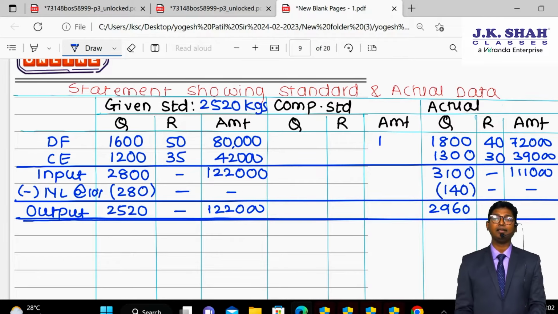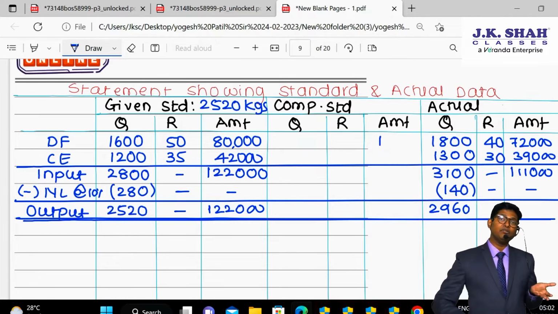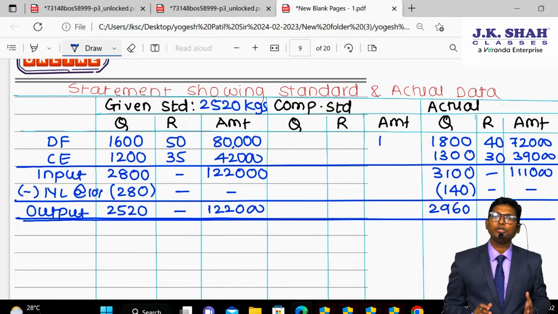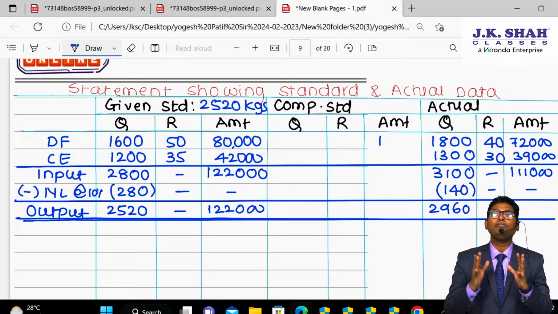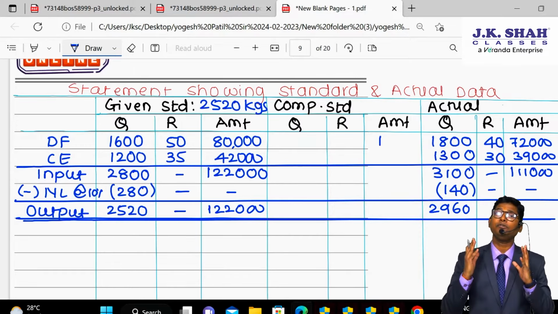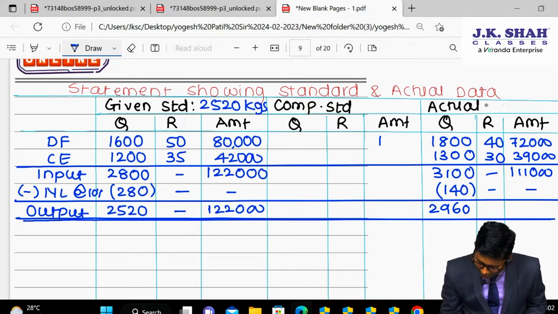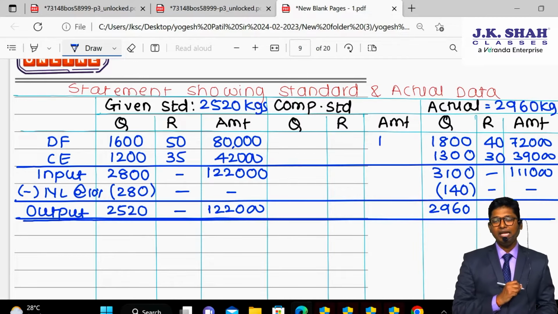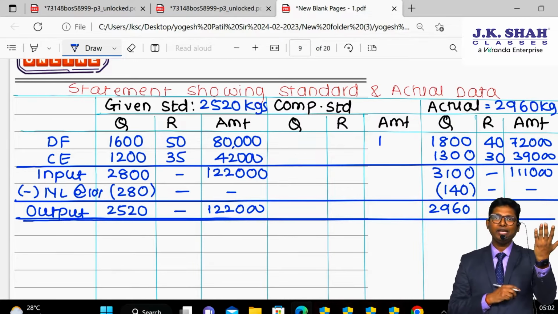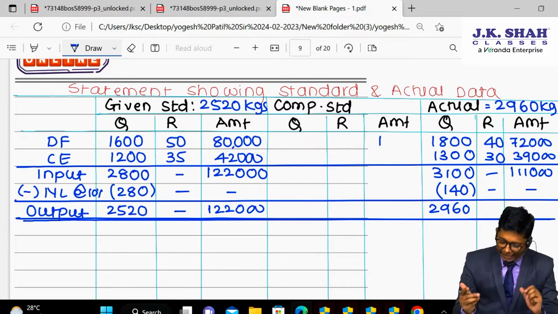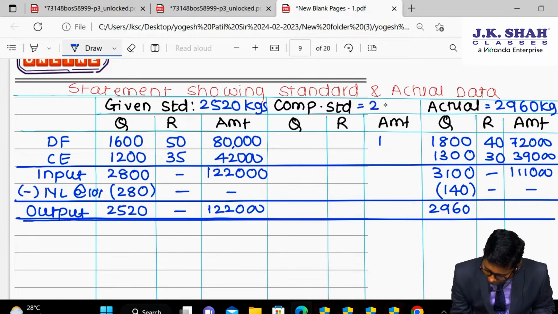Now try and understand. The question was saying 10% was the standard loss, but the actual loss is not 10%, it is less than that. This is the scenario of abnormal gain. Because of your efficiency, you have saved the loss and produced more. That means the actual information is given for 2960 kgs. Now if you compare 2520 kgs data with 2960 kgs data, that is not at all comparable, boss. That's why you should convert the given data to 2960 kgs.